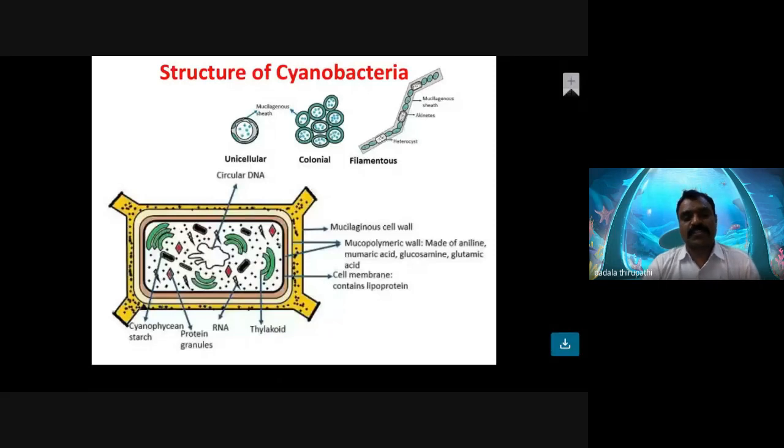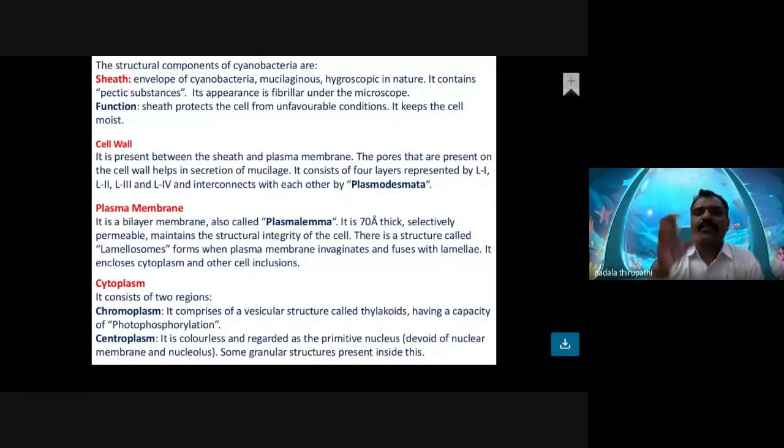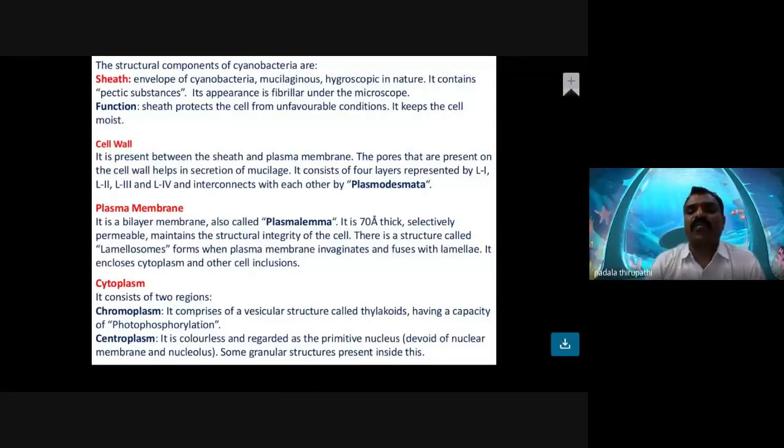So this is about the structure of the cell. Now we are going to discuss the sheath, which we also call the mucilaginous sheath. This envelope of the cyanobacteria is mucilaginous, meaning hygroscopic in nature: it absorbs and attracts water. It contains pectic substance. Whenever this pectin dissolves in water, the entire sheath takes on a gelatinous nature.